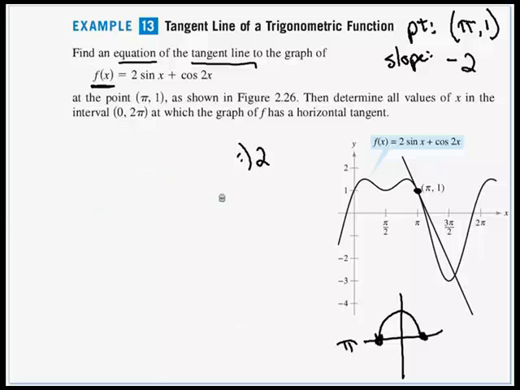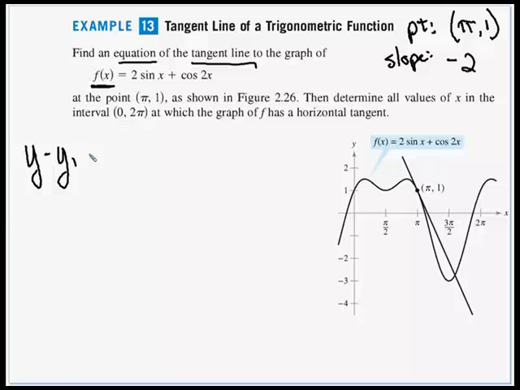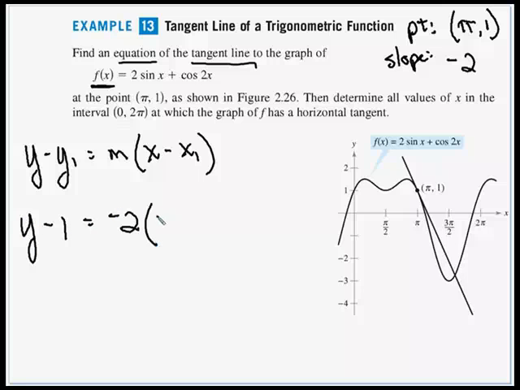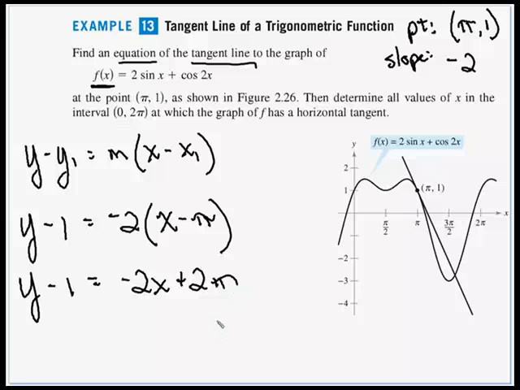Now we can write our equation of the tangent line. And remember, our line is y minus y1 equals m quantity x minus x1. Plug in our relevant information. Y minus 1 equals, our slope was -2, and here we're going to have x minus pi. Distribute the -2. Y minus 1 equals -2x plus 2 pi. And we're not going to get this into perfect slope-intercept form, but we'll add 1 to both sides. Y equals -2x plus 2 pi, and then plus 1.